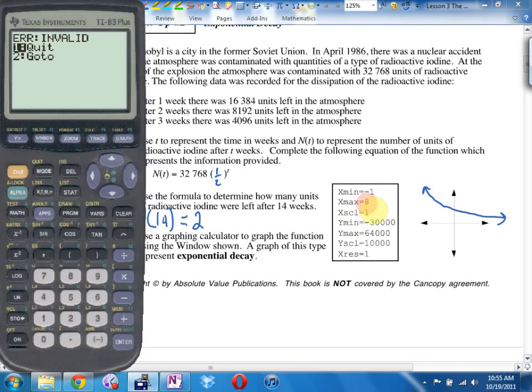Sometimes, if I'm doing the same equation over and over, but just with different numbers, like maybe in chemistry, I type the equation in here, pick a big window, and just use my trace feature. It's nice. We call this exponential decay. Turn the page.